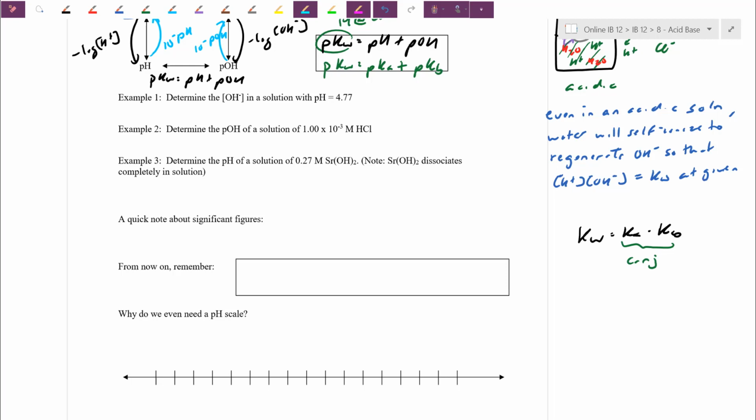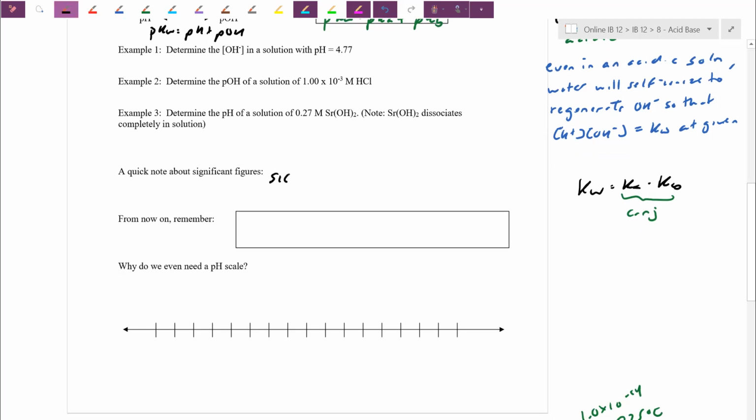Quick note about significant figures. We had said the sig figs are after the decimal place. So while you still need to write the entire number, right, make sure you have enough digits after. So therefore, for pH, right, P anything, pH, pOH, pKW, pKa, pKb, for all of these ones here, the significant figures are after the decimal place.